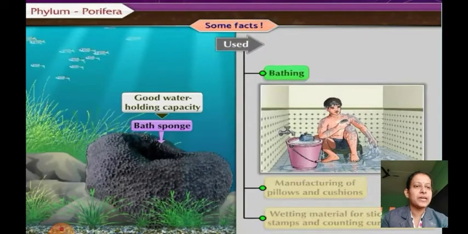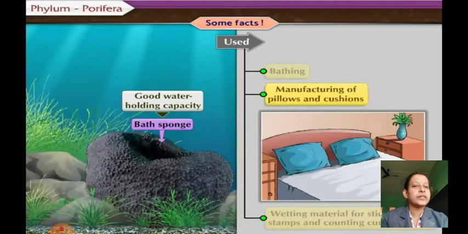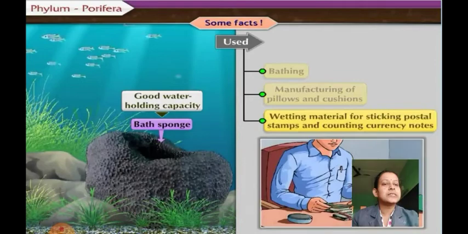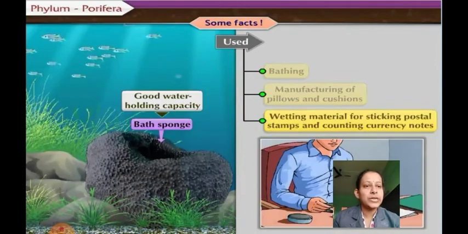For example, in the olden days, these spongins or the bath sponge, Euspongia, were used for bathing. It was also used in the manufacturing of pillows and cushions, and as wetting material for sticking postal stamps and counting currency notes. Even now in banks and all, for counting currency notes, they just put their finger in that bath sponge and then start counting the money. So it has various uses.